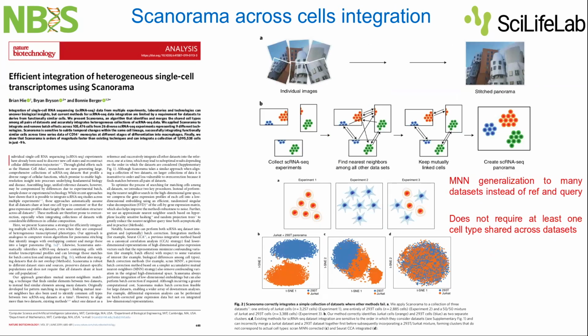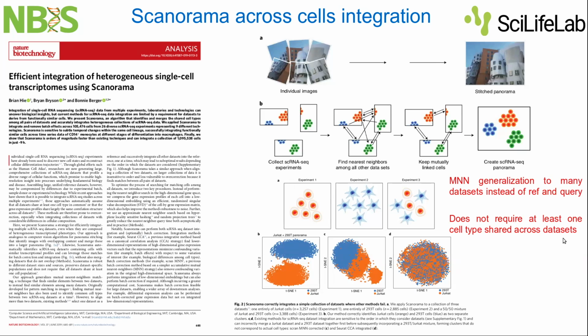So another major method in the field was Scanorama, which I understand basically as MNN, a mutual nearest neighbor algorithm, but a generalization for multiple data sets. The original MNN actually worked with two data sets, the query and the reference. It was not straightforward to generalize it to multiple data sets, and this is what Scanorama achieved. And they have some improvements of MNN. For example, they say we do not require at least one cell type shared across data sets.